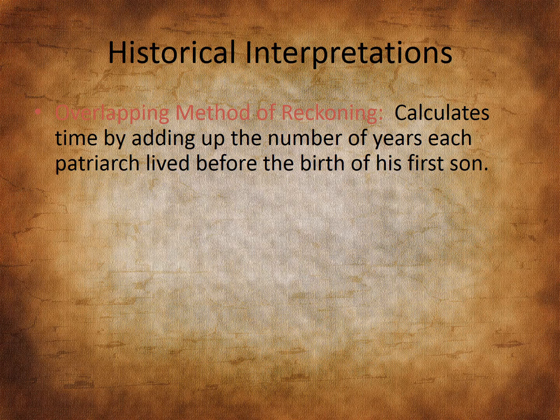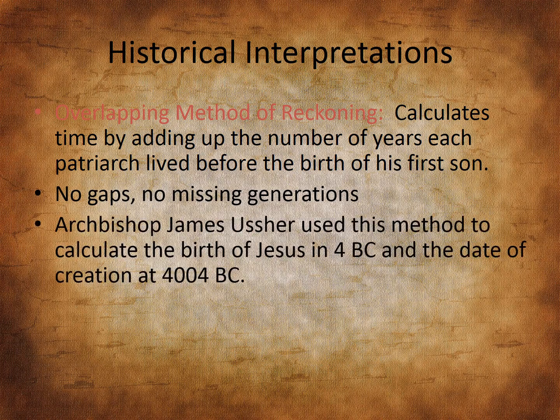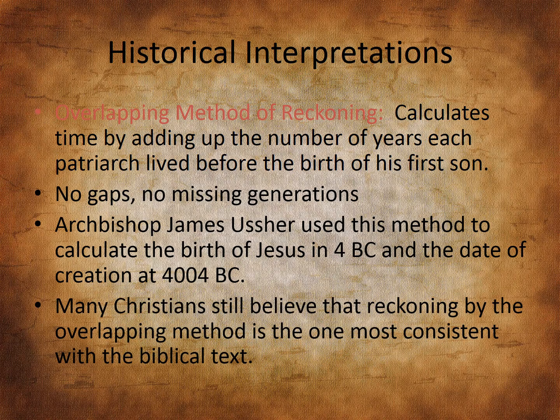The overlapping method of reckoning simply calculates time by adding up the number of years each patriarch lived before the birth of his first son. There are no gaps and no missing generations. Archbishop James Ussher used this method to calculate the birth of Jesus in 4 BC and the date of creation at 4004 BC. Although flaws in Ussher's calculations have been discovered, many Christians still believe that this way of reckoning is the one most consistent with the biblical text.